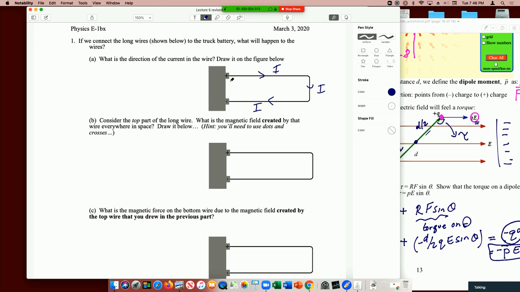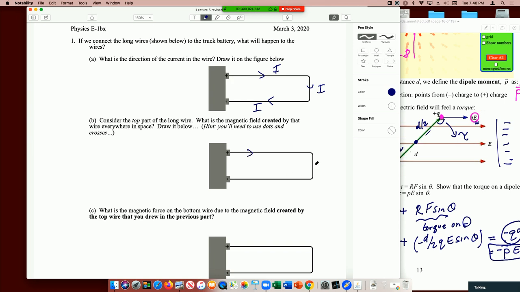Okay. So I'm going to put my thumb in the direction of the current, right? And so my fingers are the magnetic field. So the magnetic field is going to be coming out of the page on top and going into the page on the bottom of the wire. Okay, so I'm going to draw that on here.